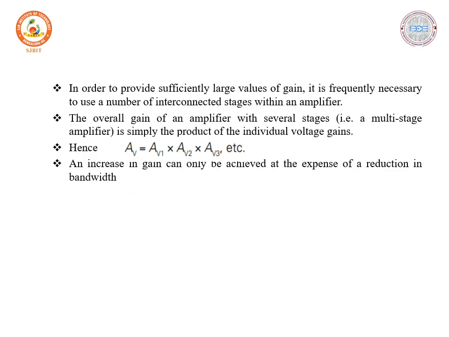In order to provide a sufficiently large value of gain, it is frequently necessary to use a number of interconnected stages within an amplifier. The overall gain of an amplifier with several stages, that is a multi-stage amplifier, is simply the product of the individual voltage gains. You can consider so many stages. If we use individual stage voltage gains AV1 into AV2 into AV3, we have to multiply all these voltage gains to get the overall voltage gain. Increase in gain can only be achieved at the expense of a reduction in the bandwidth.